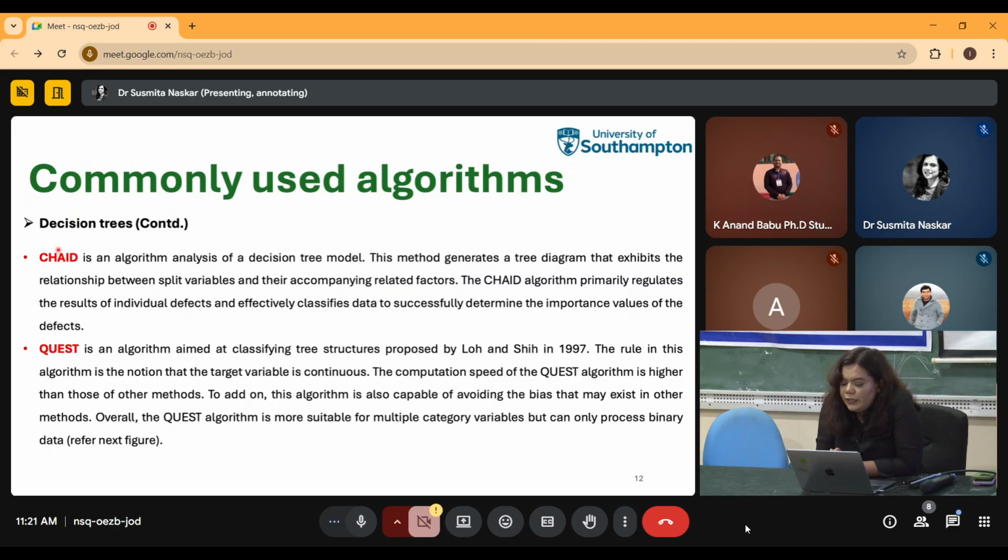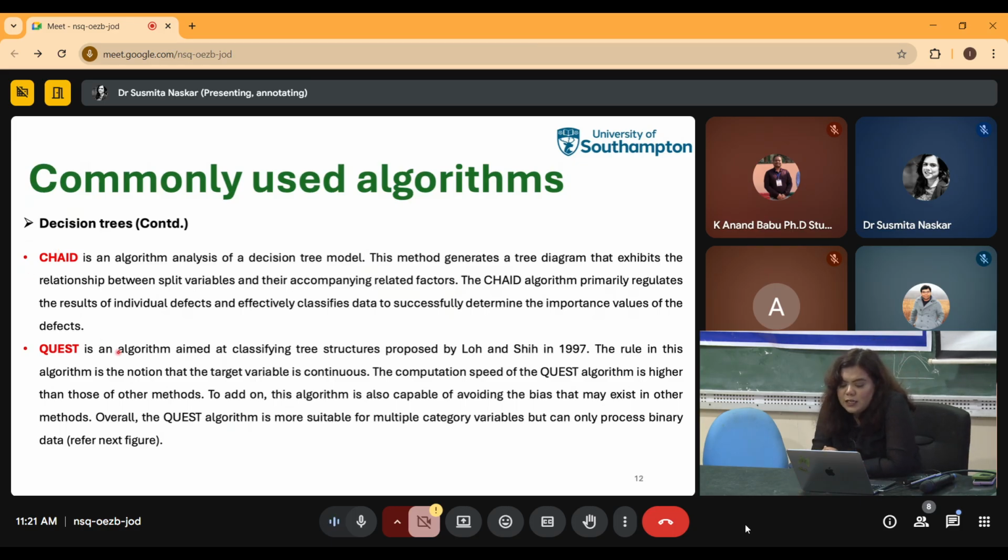For example, you can think about trying to evaluate individual defects or trying to classify them effectively. Those are the places where we use this kind of model when we are dealing with datasets where the relationship between the variables is very complex and needs some kind of statistical validation. That's the time when we do use it.